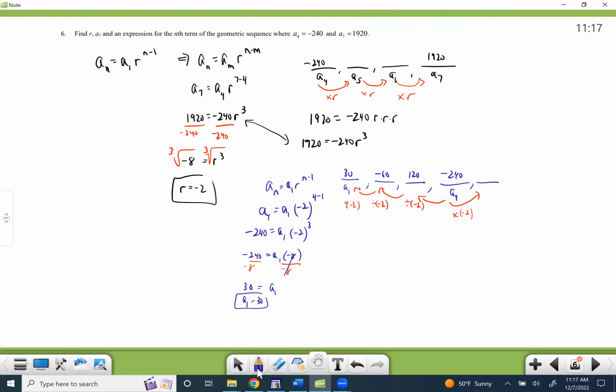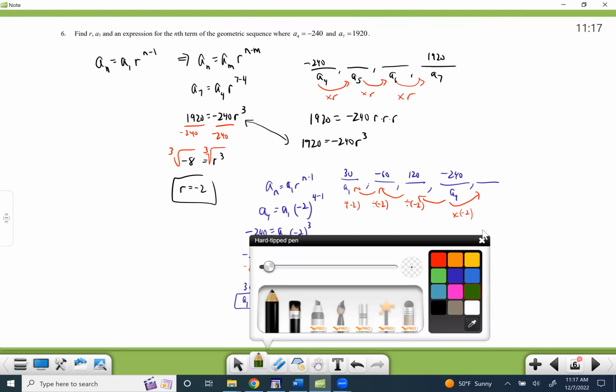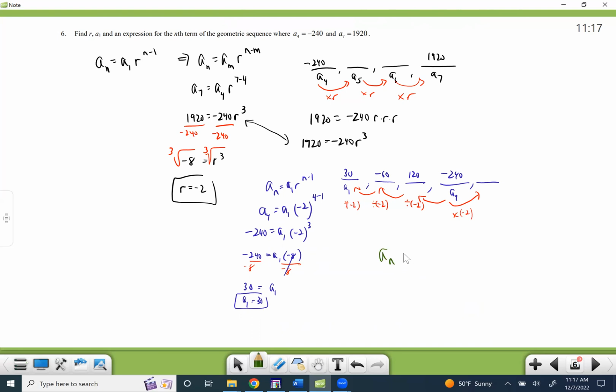Okay, so last thing we got to do is write that expression for the nth term. So let me write the formula down. a sub n equals, we now know a sub 1 is 30. We now know the common ratio is -2. So here is a formula that anybody could use to find any term they want.